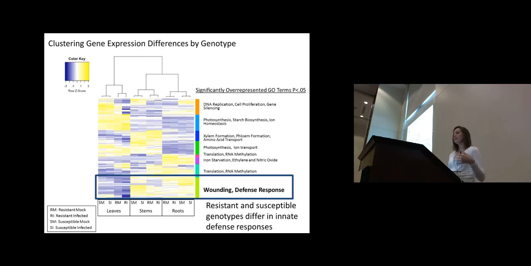So this tells us that even not worrying about treatment, the resistant and the susceptible plants differ in how they respond to infection, differ in their innate defense responses. These genotypes are predisposed to just do different things.